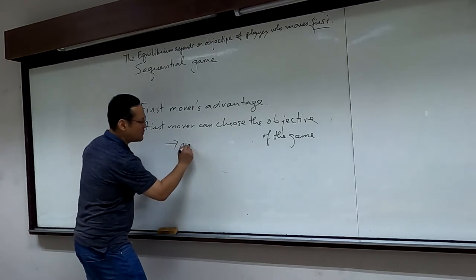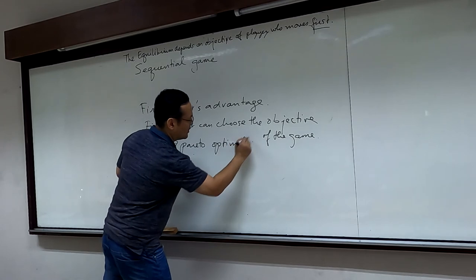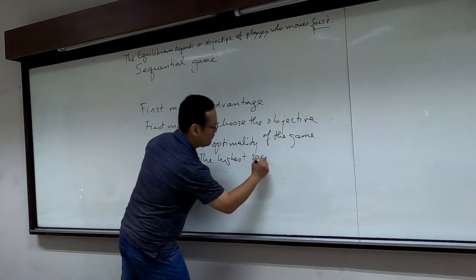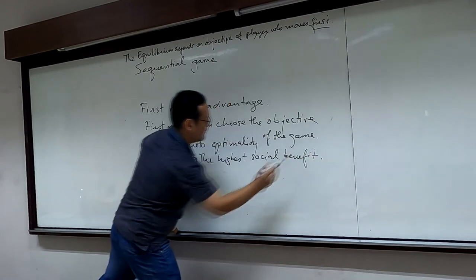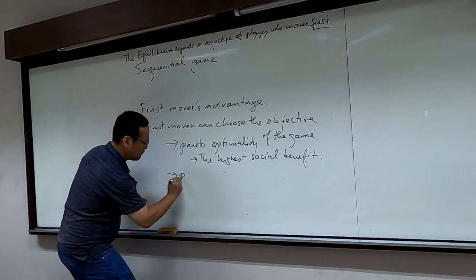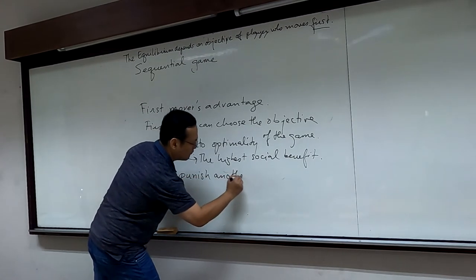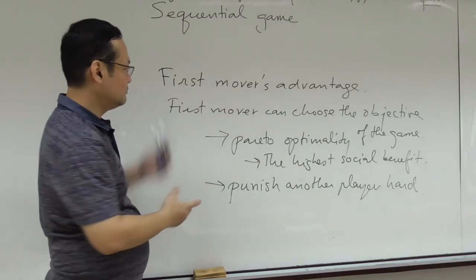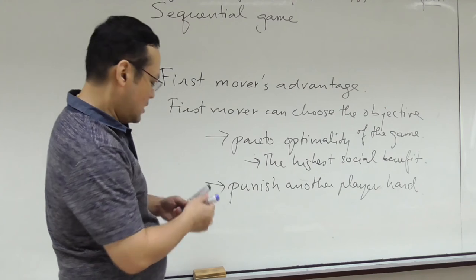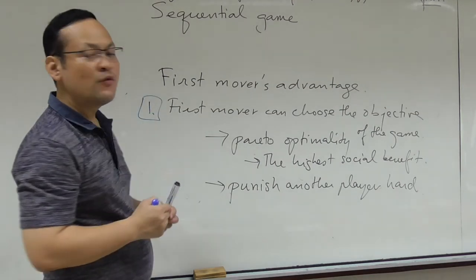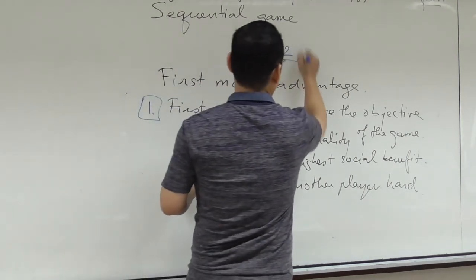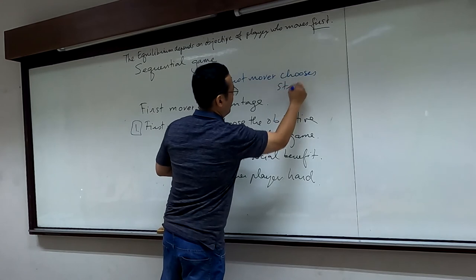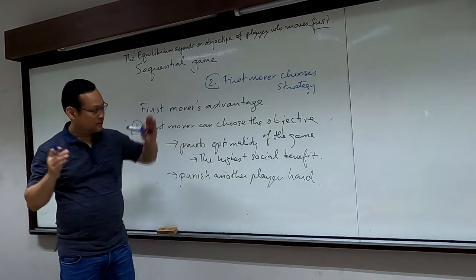They can choose direct optimality, which is the best choice, the highest social benefit. Or they can choose to punish another player hard. So it is a first mover's advantage. Not only the objective, the first mover can choose the strategy, the strategy that leads to the objective.